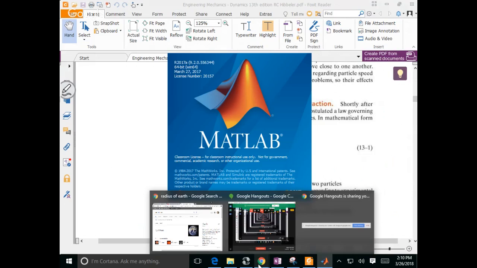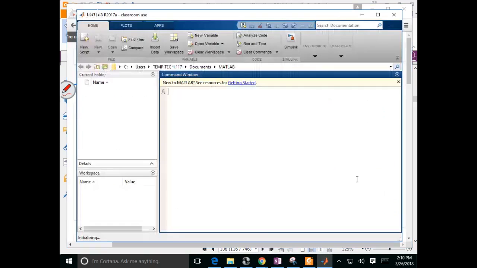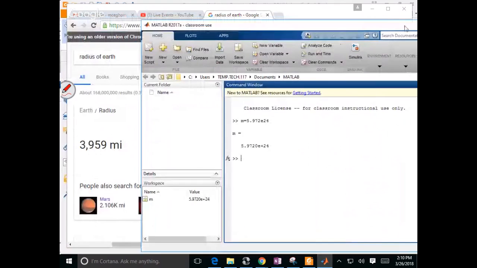The other thing, that's the miles. There's the mass. Okay, so the mass of the Earth is M equal to 5.972 E to the 24. There's the mass of the Earth, right? E to the 24, right? Now, let's see. How many meters is 3,000 miles?